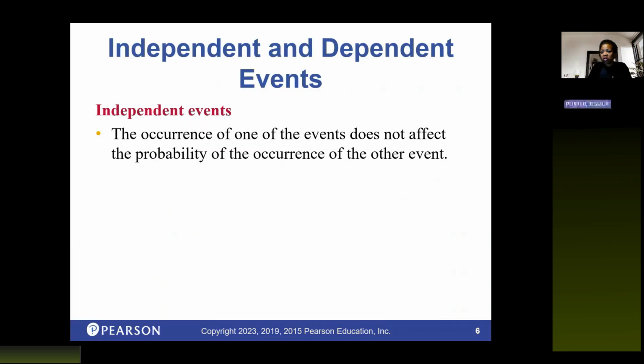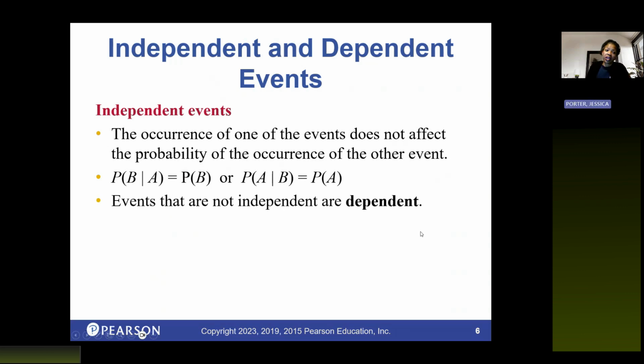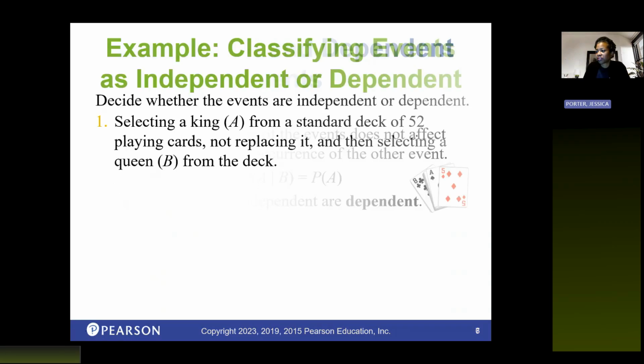All right. So now let's look at independent versus dependent events. It's independent if the occurrence of one event does not affect the probability of the occurrence of the other event. So that means the probability of B given A is just going to be the probability of B because A doesn't matter. The probability of A given B is just going to be the probability of A because the probability of B doesn't matter. And then again, events that are not independent are dependent.